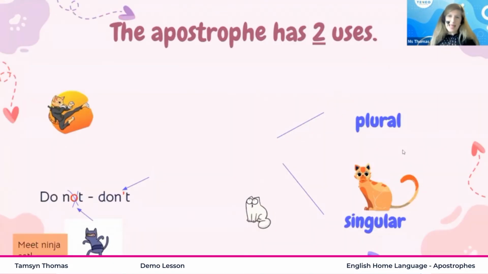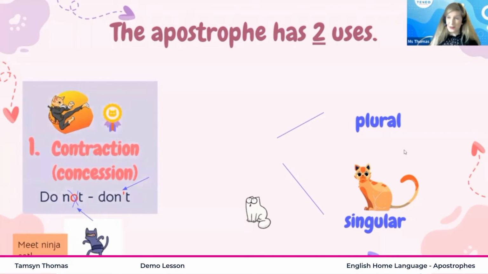So the apostrophe has two main uses. The first use is contraction, or shortening. This is when we take out a letter or letters and replace them with an apostrophe. Ninja Cat over here is kicking the O out. So we go from do not to don't, where we've taken out the O and replaced it with an apostrophe.